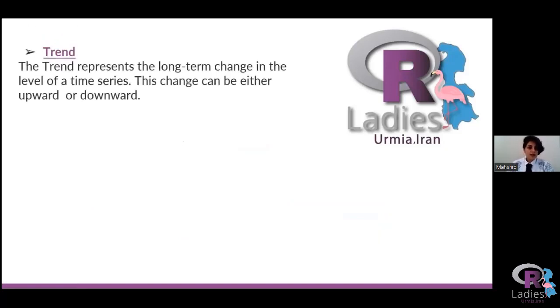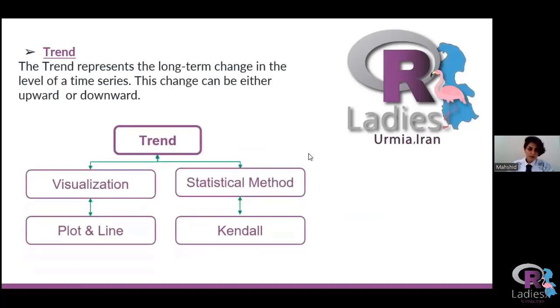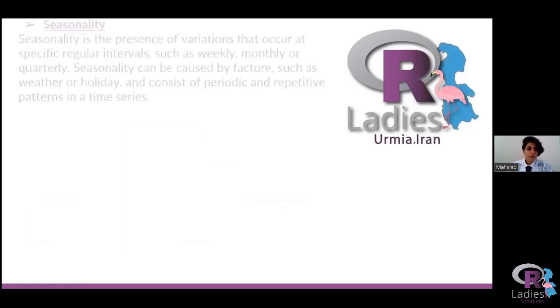Okay, what is a trend? The trend represents the long-term change in the level of a time series. This change can be either upward or downward. For identifying trend, again, we have 2 different kinds of methods. By visualization or using a statistical method, we can recognize the trend. Visualization contains plotting and drawing a line, and a statistical method can be Kendall. Kendall is a statistical method.